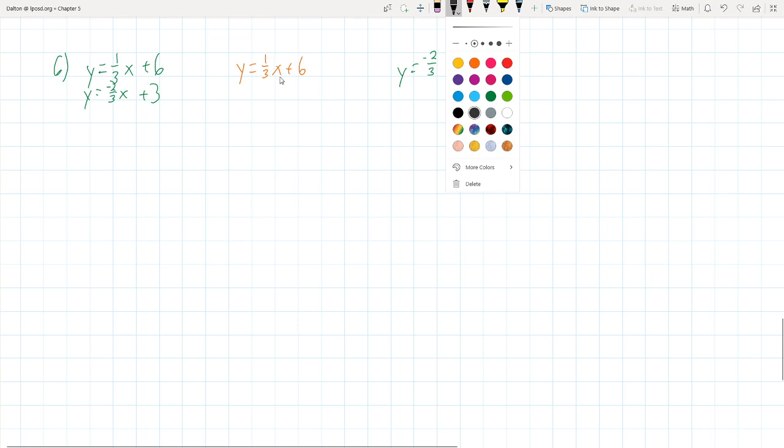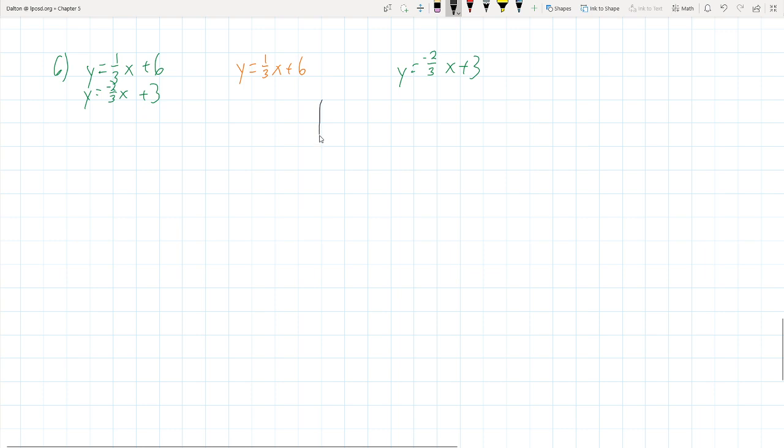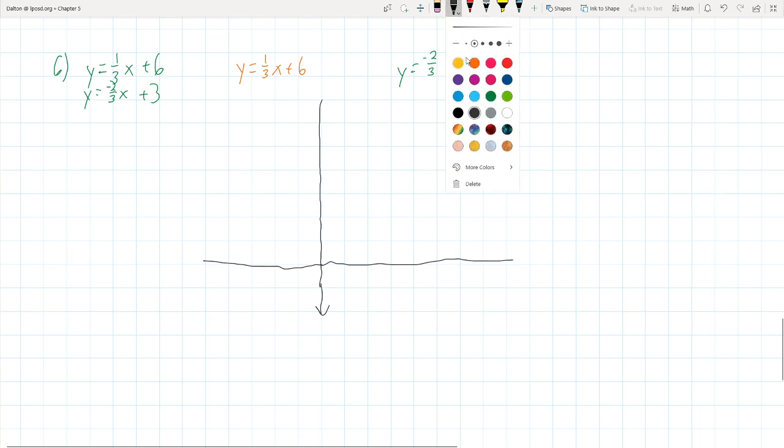Alright, looking at this, I see that I need to go at least up to 6 and down to at least 3, so I'm going to go from 7, 6, 5, 4, 3, 2, 1, 0, negative 1. You don't have to go down to negative 1. I like to just because it gives you that option if you need it. Alright, let's start with orange. So I'm going to go up to 6. 1, 2, 3, 4, 5, 6. My rise is 1, my run is 3, so up 1, right 3. 1, 2, 3. Or down 1, left 3.